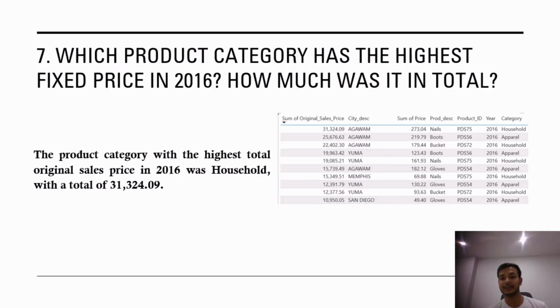Which product category has the highest fixed price in 2016? How much was it in total?